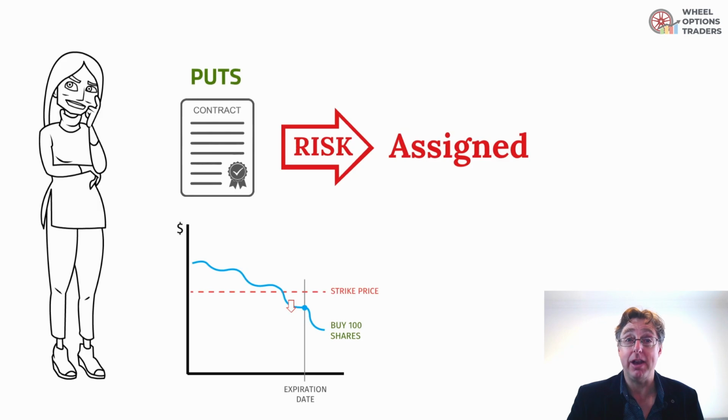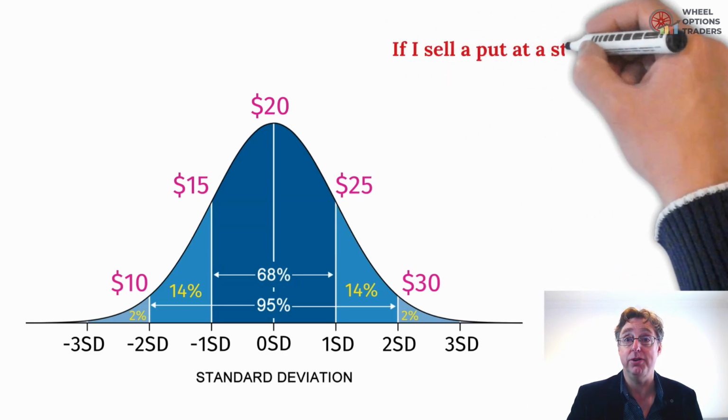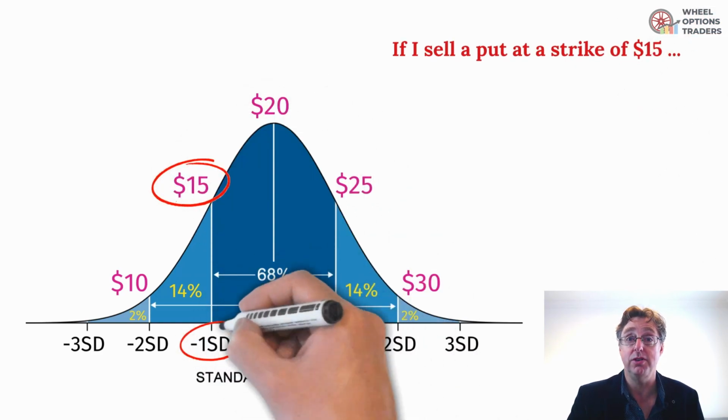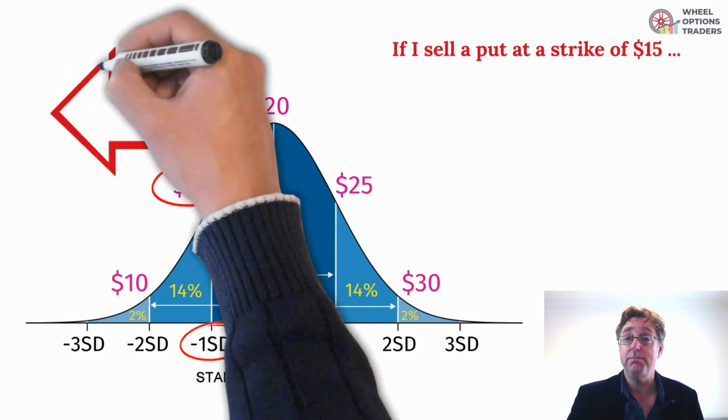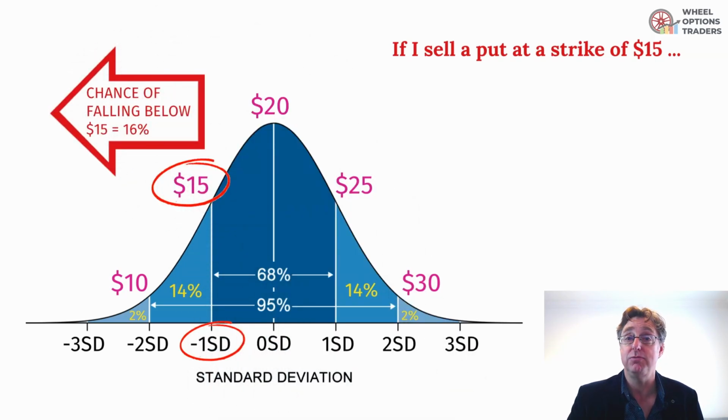If we can calculate the standard deviation of a stock's price, we can get a lot of help selecting a strike price that has a low chance of being reached. For example, if I decide to sell a put on the stock shown in this chart, if I sell the put at a strike of $15, as this is at the -1 standard deviation, the percentage chance of the price falling below that price is around 16%. That's the 2% plus the 14%.